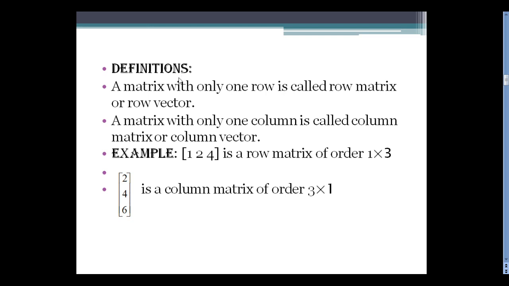A few definitions we will see. A matrix with only one row, we call it a row matrix. Look at this example, 1, 2, 4, which has only one row, so we call it a row matrix. A matrix with only one column, we call it a column matrix or column vector. Here you could see only one column, which is 3 cross 1.